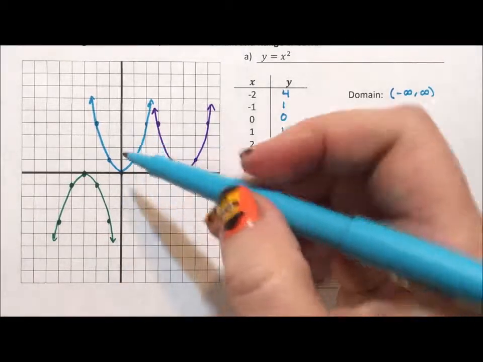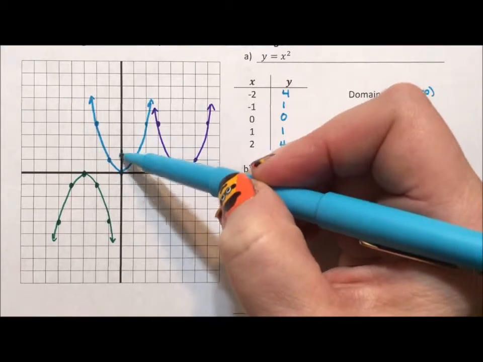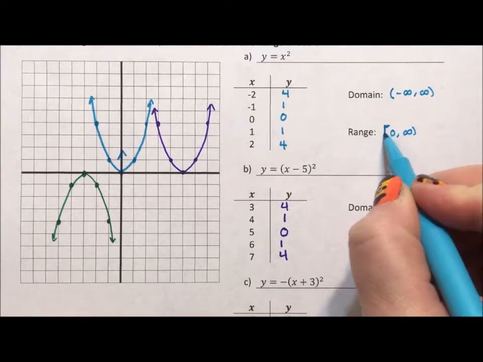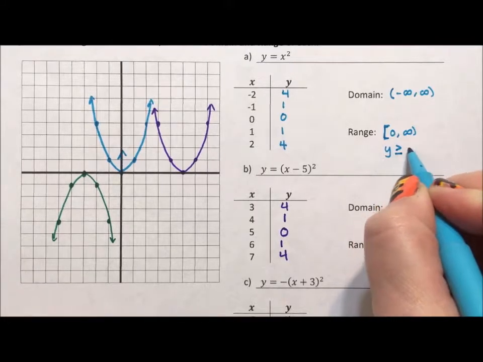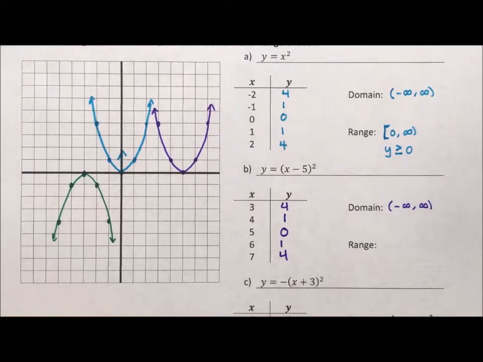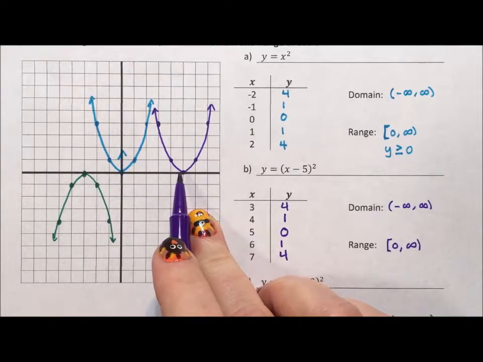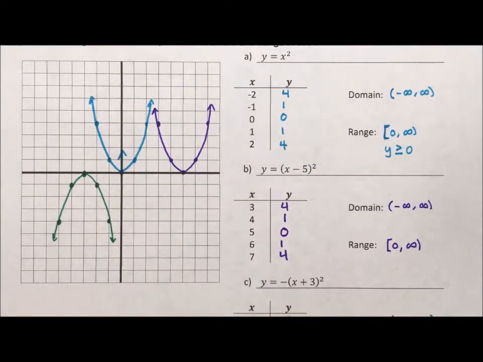The range, our restriction on y, on this one is y starts at 0 and goes positive. So our range is 0 to infinity. I have a bracket here because it's included. This is like y is greater than or equal to 0, because that 0 is included, because that point is actually there. For the next one, my range is also 0 to infinity, because though the parabola shifted over, the smallest y value is still 0.